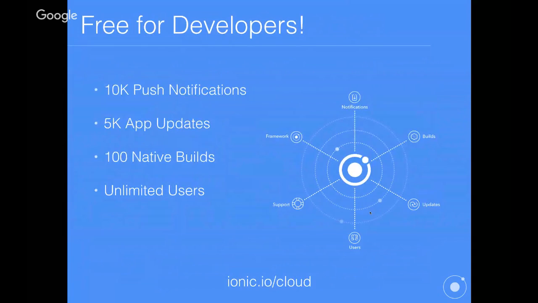As well, Ionic Cloud has a really nice free tier for developers. These are all monthly limits. You get 10,000 push notifications a month. You can do over 5,000 app updates using Ionic Deploy. You can get 100 native builds and manage an unlimited number of users. So this is really great, whether you actually use it in production or just to start prototyping some of the features of your app. If you want to check it out, you can go to ionic.io/cloud.